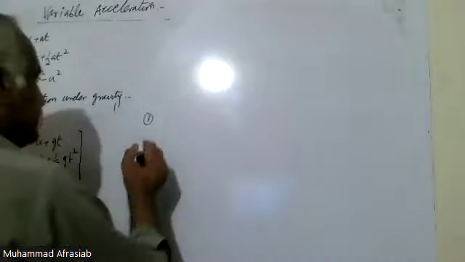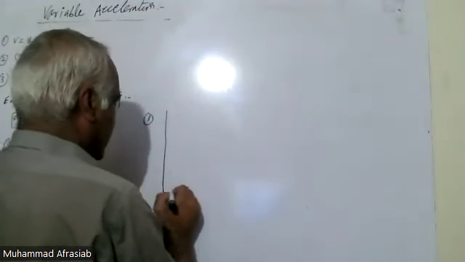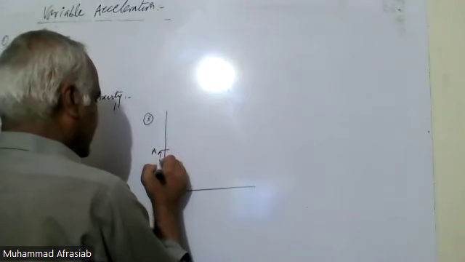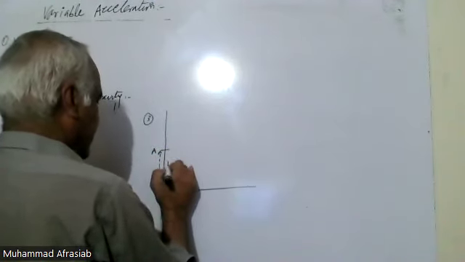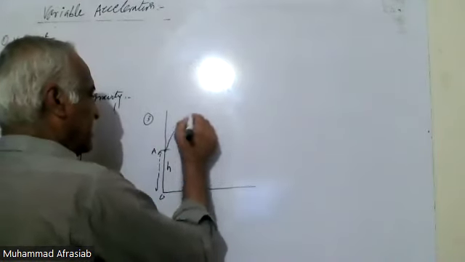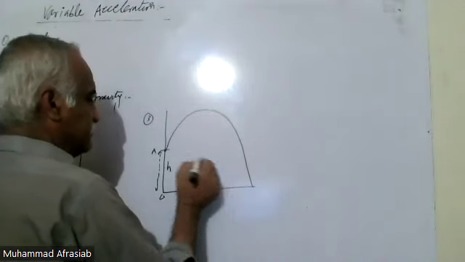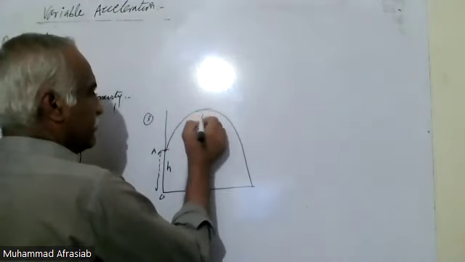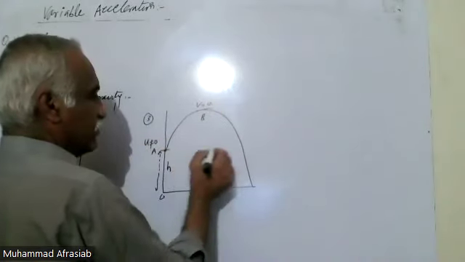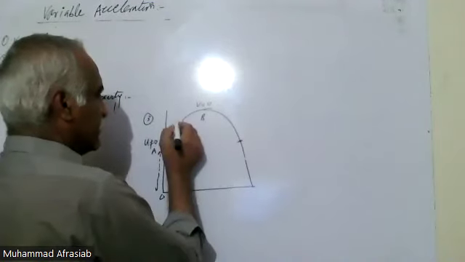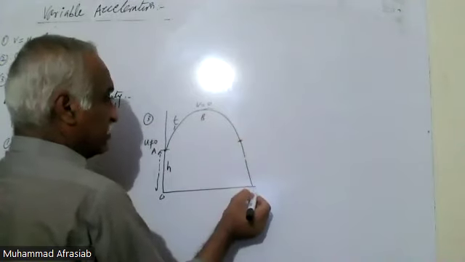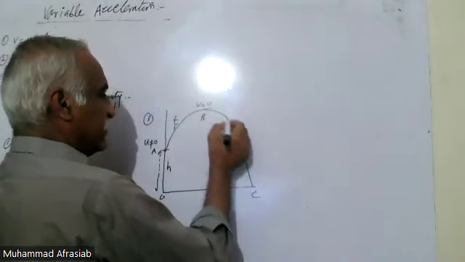Now the third case. Let's say O is the ground and the particle is thrown from a certain height h upward, and it comes downward. Here is the position B where the final velocity will be equal to 0. Here u is not equal to 0. This is the time t taken by this particle, and from B to C, let's say this time is t.